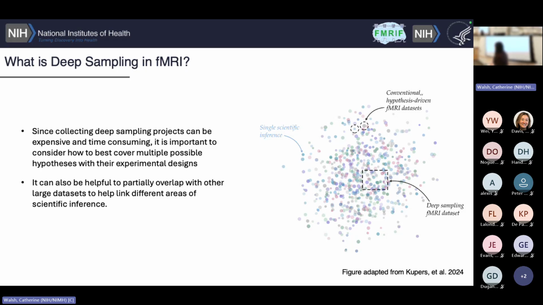Lastly, it's also helpful if you know of other data sets that are deep scanning or deep sampling or intensive, whatever you want to call it, that maybe there's a little bit of overlap with those, because those can kind of link the spaces within scientific inference in a way that gives us progress faster in the field. So I'll leave you with that.